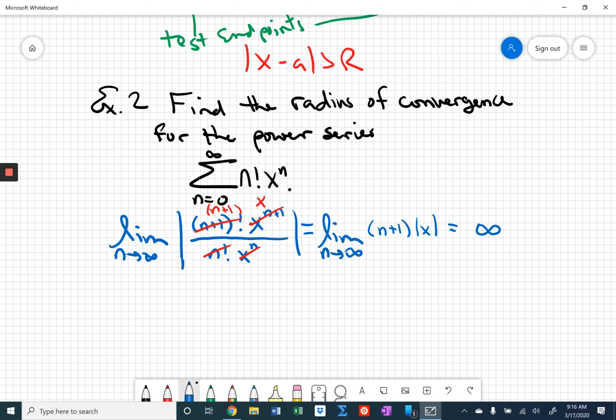So the radius of convergence in this one is going to be 0, because the only value for which the power series is going to converge is at its center, a. And that's actually 0. The center of this series is actually 0.